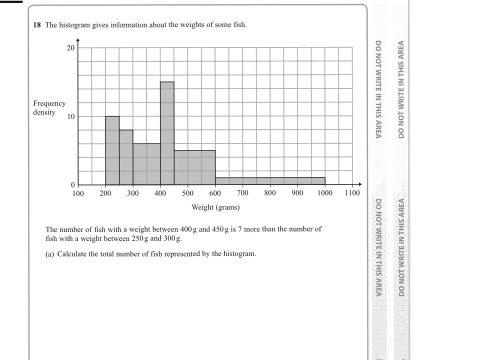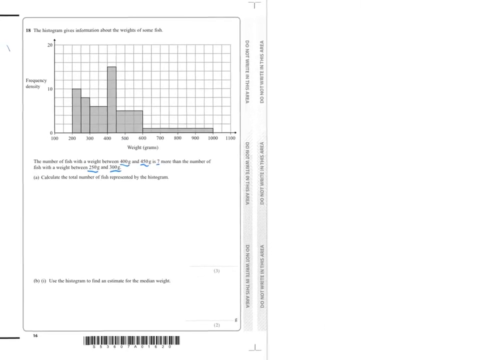Question 18. The histogram gives some information about the weights of some fish, and the number of fish with a weight between 400 grams and 450 grams is 7 more than the number of fish with a weight between 250 grams and 300 grams. So I think what I'm going to do is draw a table of values here. I'm going to have class width, frequency density, and then frequency, and then I'm going to put these in a table. So let's have a look what we've got here.